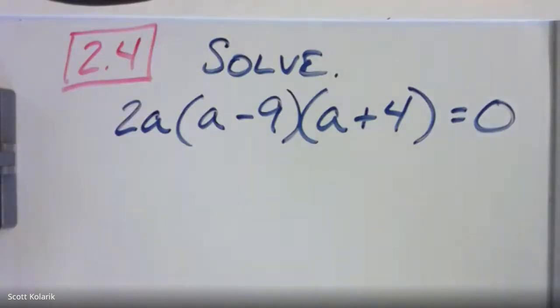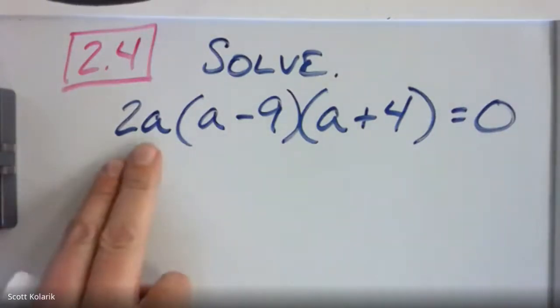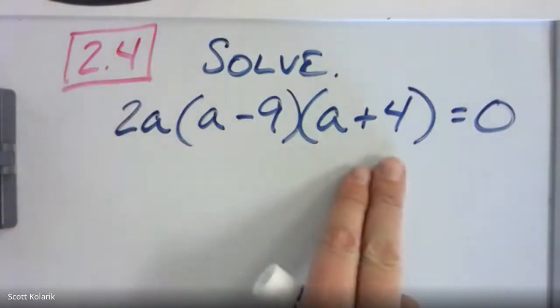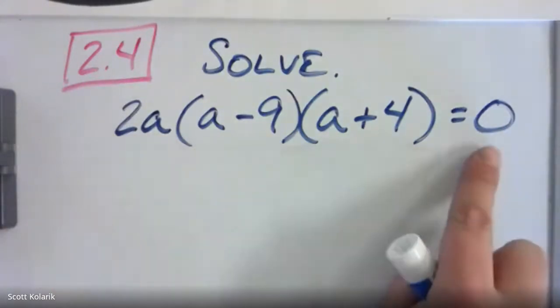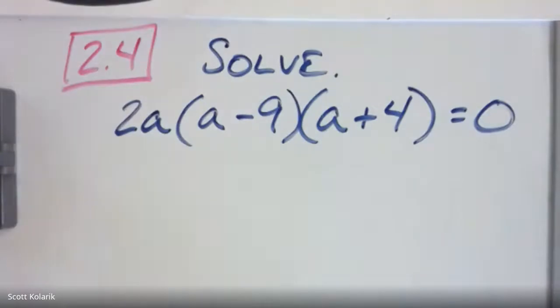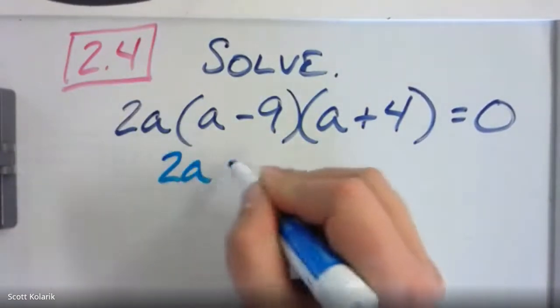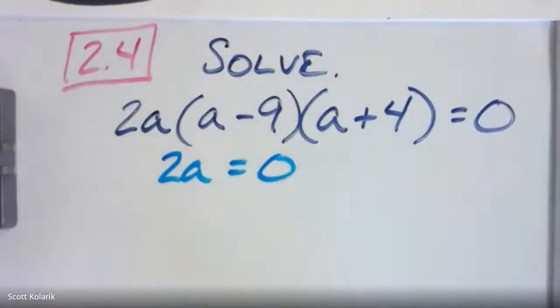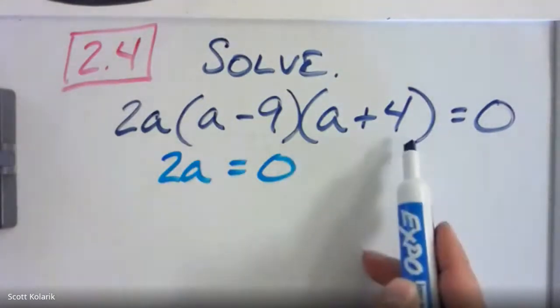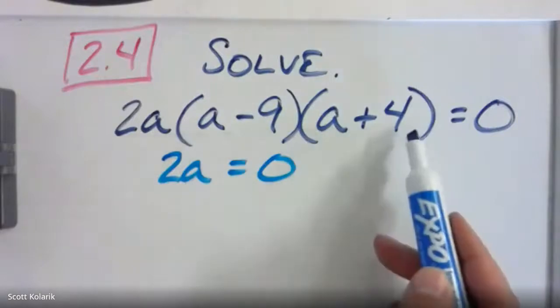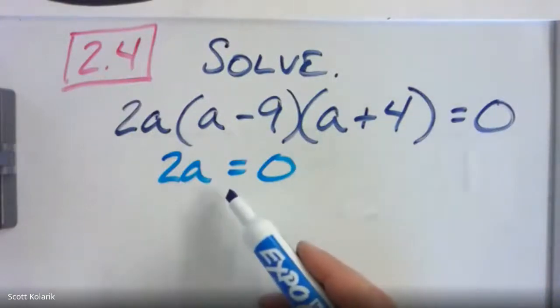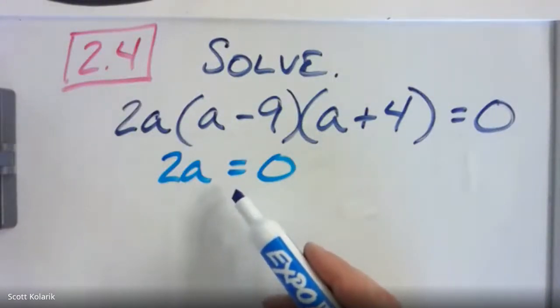So here's the strategy we'll end up using for this one. Of these 3 objects, I'm going to set each of the 3 objects equal to 0. So for instance, object number 1 is this 2a. If 2a equals 0, it doesn't matter what happens in either of these parentheses. 0 times that string will be 0 still. So that will end up providing me one of the solutions.